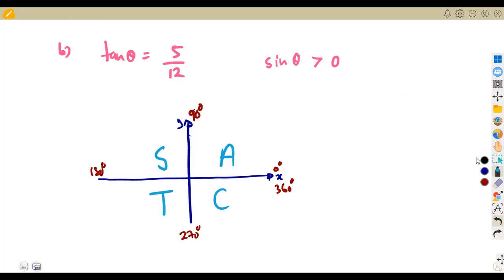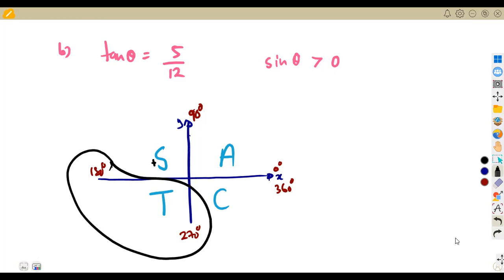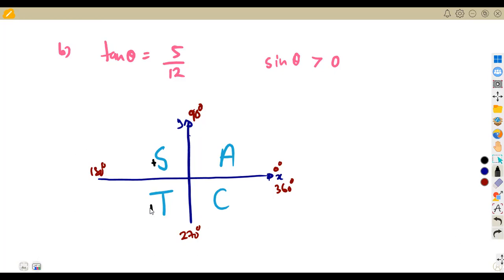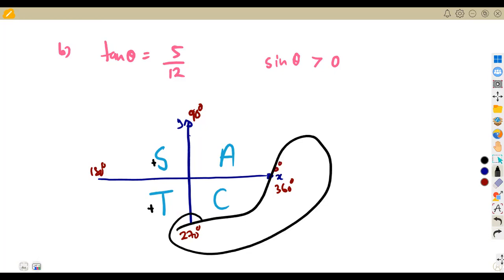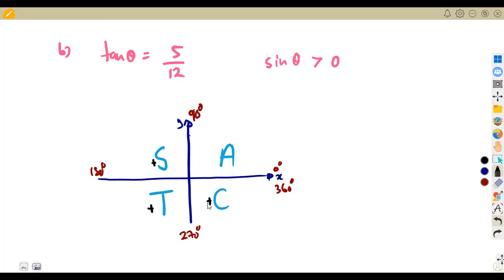It gives us exactly what happens between 90 and 180: there it's only sine which is positive. Between 180 and 270, in that quadrant, it's only tan which is positive. Between 270 and 360, it's only cos which is positive. Between 0 and 90, all of these ratios are positive, all of them.